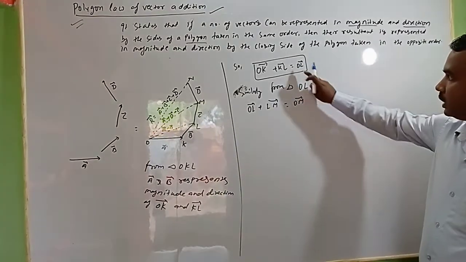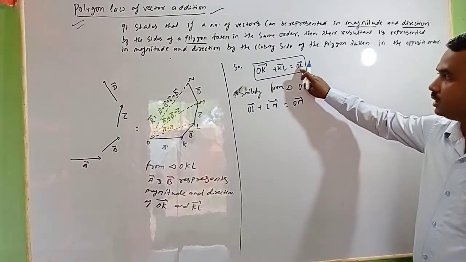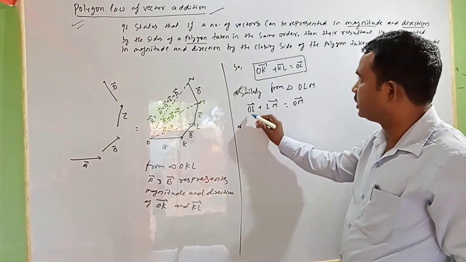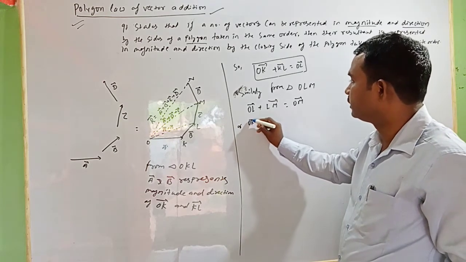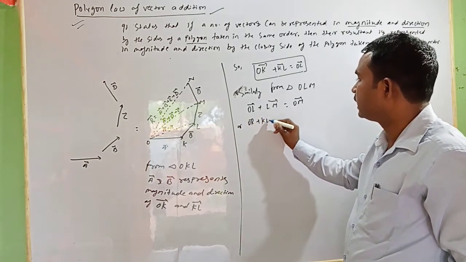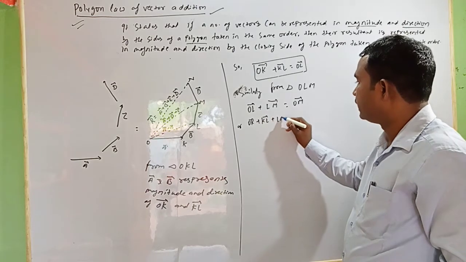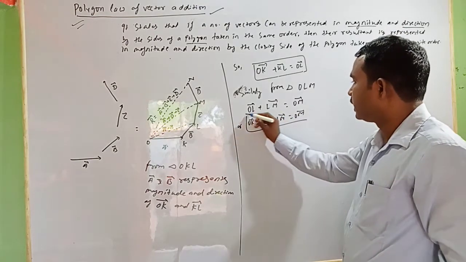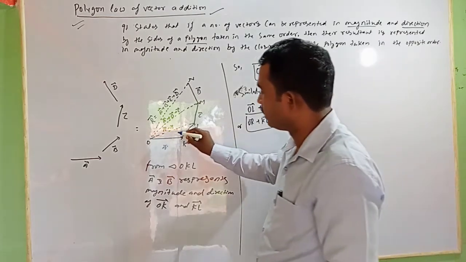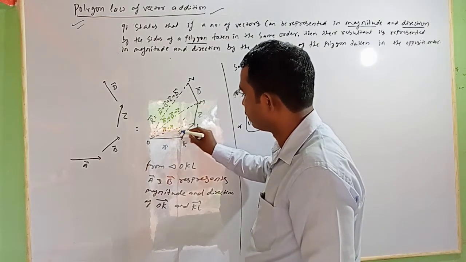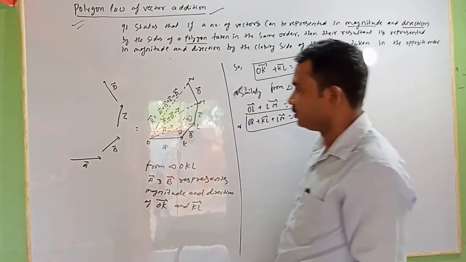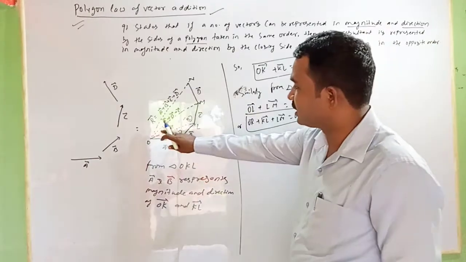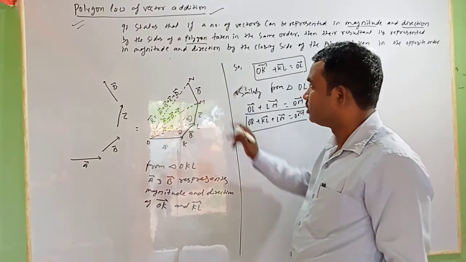But you already have OL. What is the value of OL? You can put this value here, at the place of OL you will write OK plus KL, plus LM equal to OM. Very good. So you have used two triangles, this one and this one. One more triangle you have, student, and this is the triangle OMN.